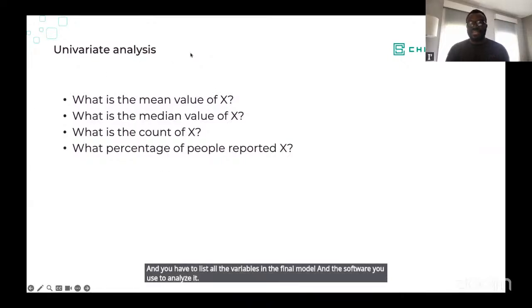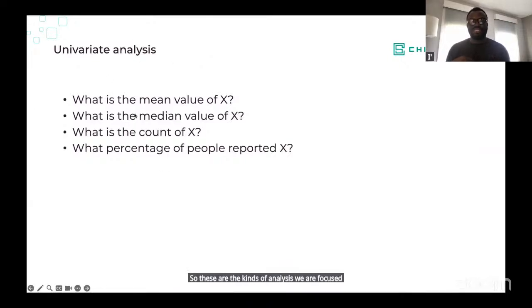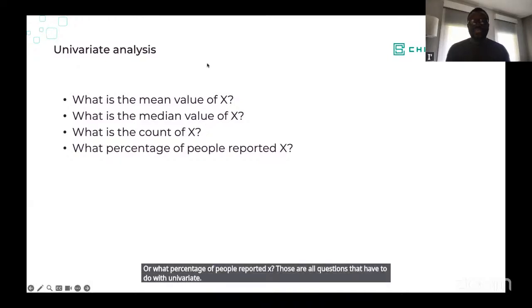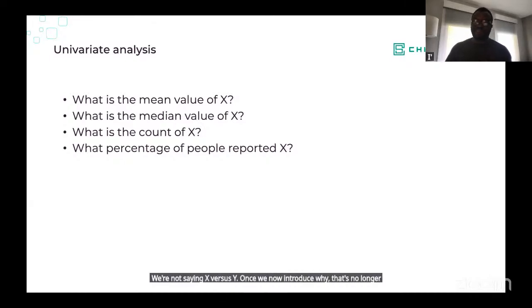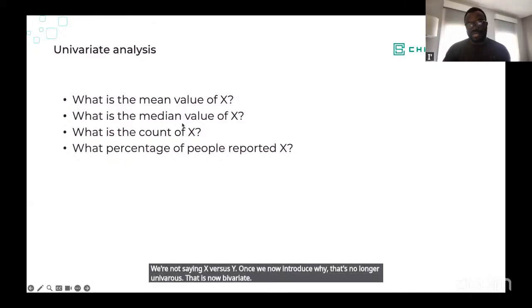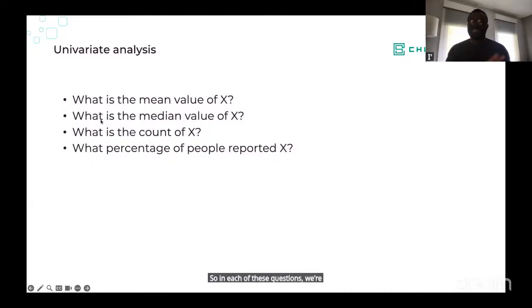So these are the kinds of analysis we are focused on. When we describe univariate analysis, there are questions like, what is the mean value of X? Or what is the median of X? Or what is the count of X? Or what percentage of people reported X? Those are all questions that have to do with univariate analysis. As you can see, the only variable involved every single time is X. We're not saying X versus Y. Once we introduce Y, that's no longer univariate, that is now bivariate. So in each of these questions, we're focusing on just X, nothing more, nothing less.